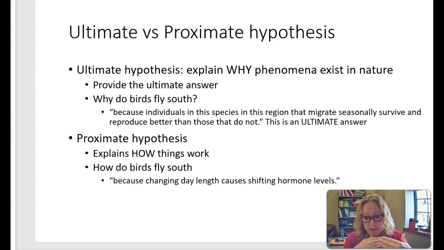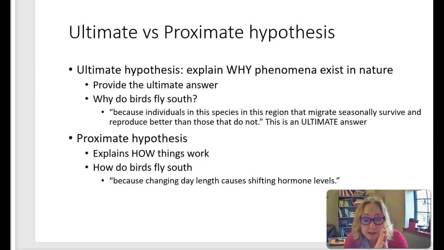So the ultimate hypothesis answer to why do birds fly south is that the individuals in the species in the region that migrate seasonally survive better. If you migrate and you don't stay in the cold over the winter, you actually survive better. You don't survive well in the cold because you're a bird, and so you fly south for the winter, causing you to survive. Your species, your family, you survive better if you migrate to the south for some birds.